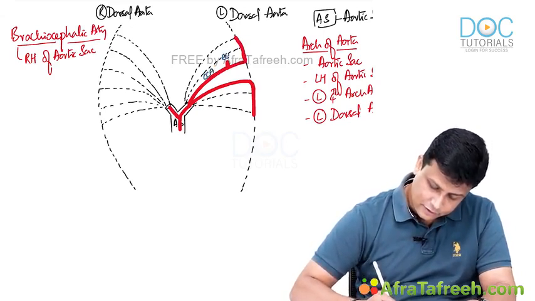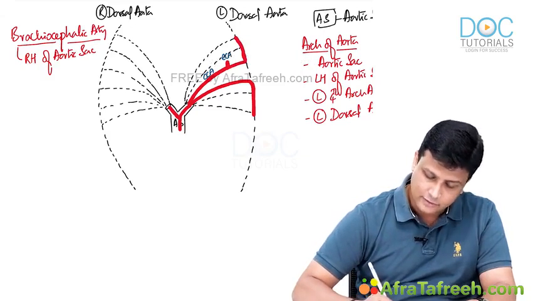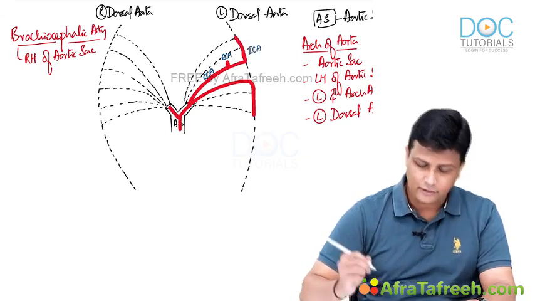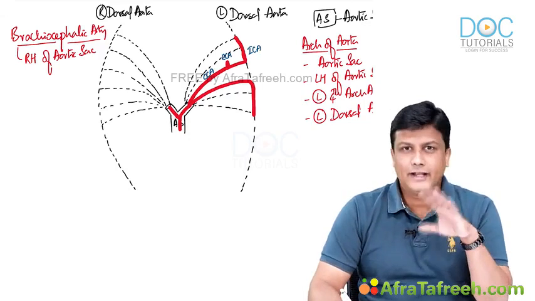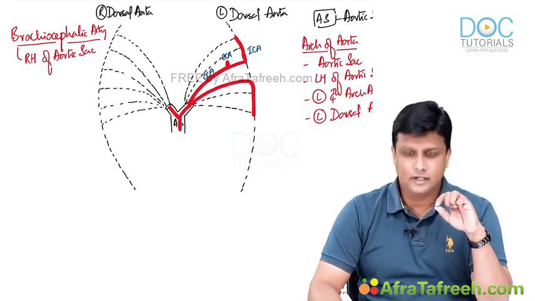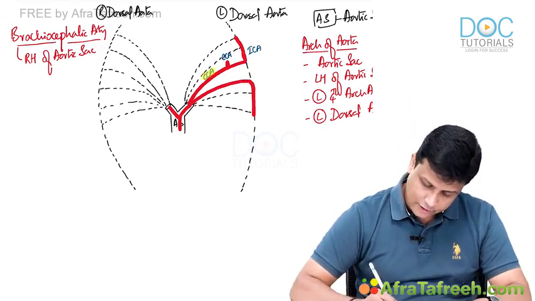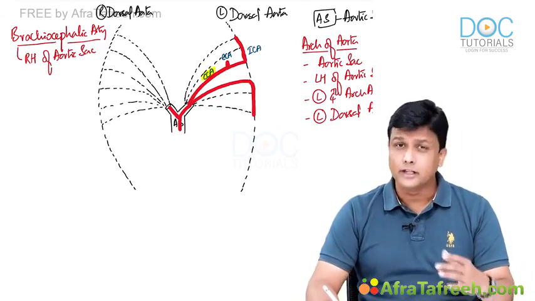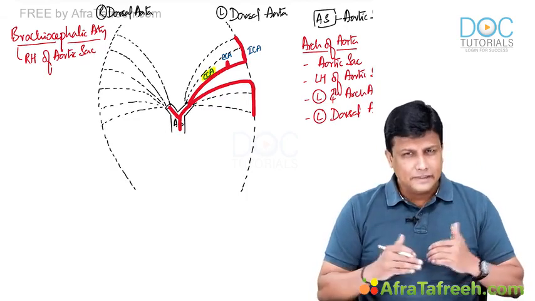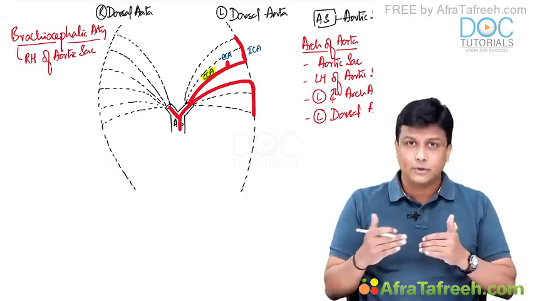This bud here is going to form the external carotid artery, and what remains here will be your internal carotid artery. So the moment you look at my diagram, you will easily understand: the common carotid artery is derived from where? Third arch artery. But is it the complete third arch artery? No, only the proximal part.